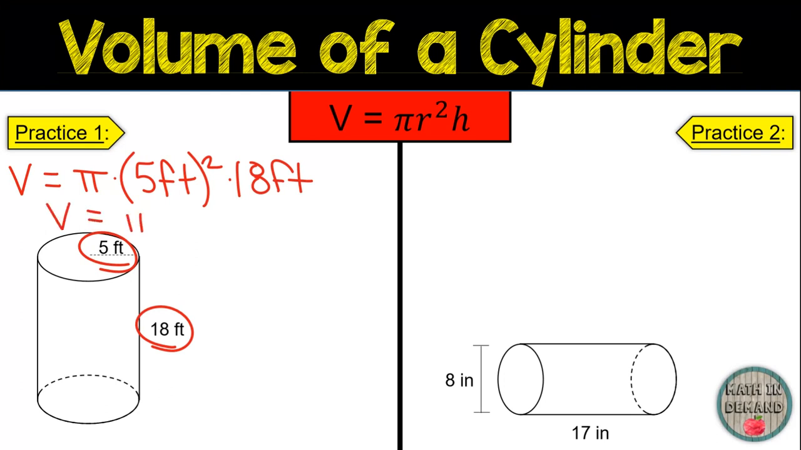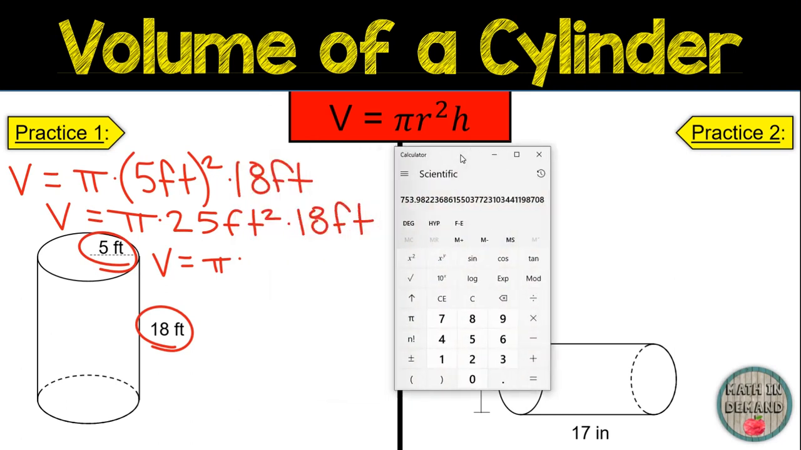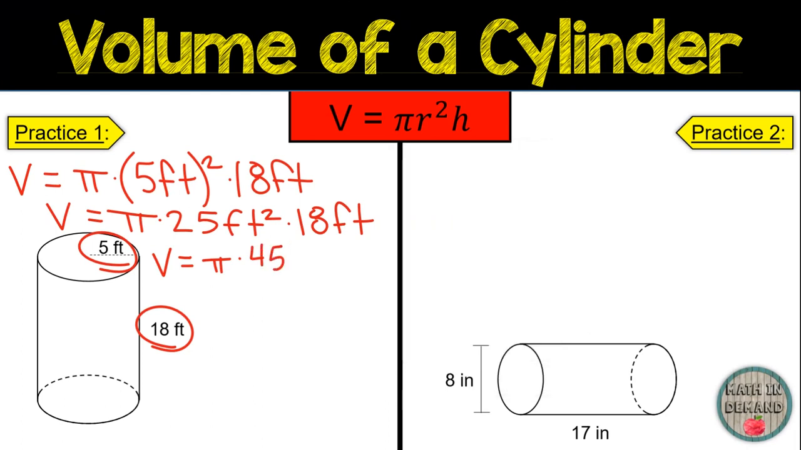Volume equals pi times 5 feet squared. 5 times 5 is 25. Feet times feet will give me feet squared. Bring down my height, so times 18 feet. Further simplify. I'm going to write pi times 25 times 18. So I'm going to get my calculator again. I'm going to do 25 times 18. I end up getting 450. So this is 450. Feet squared times feet will give me feet to the third power, cubic feet.